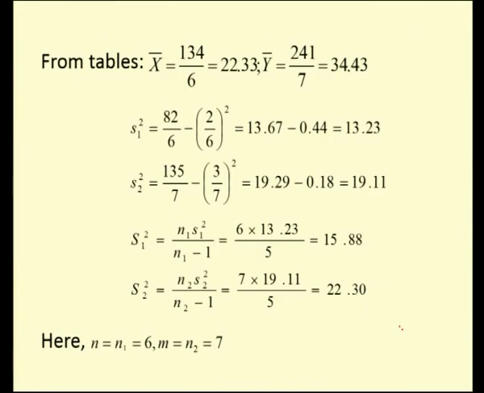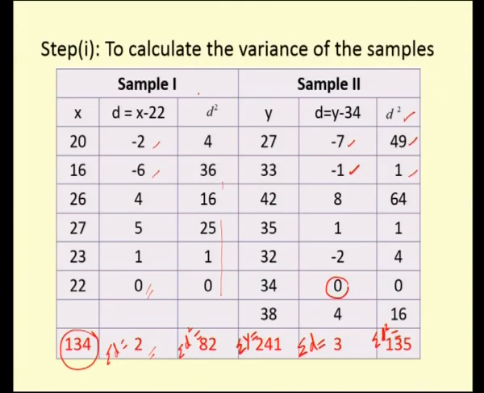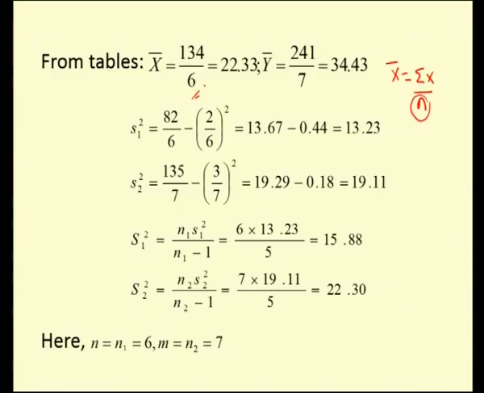Now, from the table for the first sample, that is for method 1, the formula for x bar, you know, is summation x by n. Here n is the size of the first sample, which is 6. From the previous table, you have summation x equal to 134. So 134 by 6 gives you 22.33.